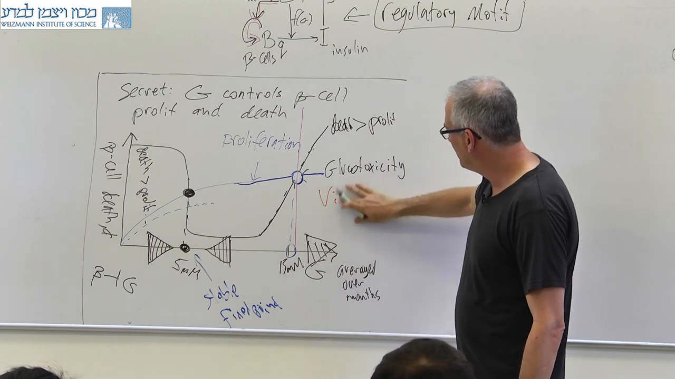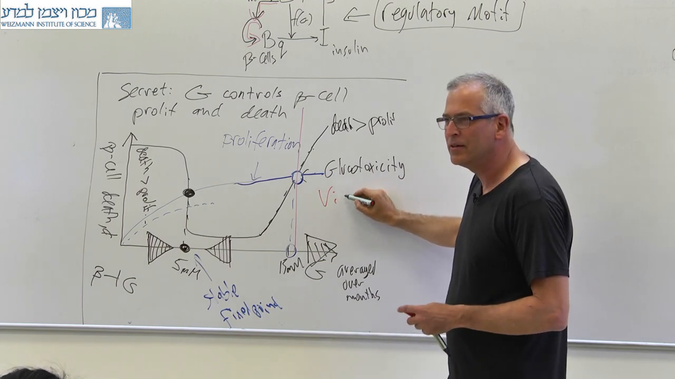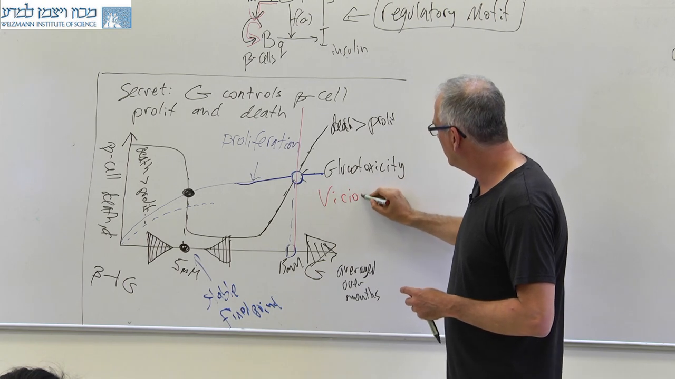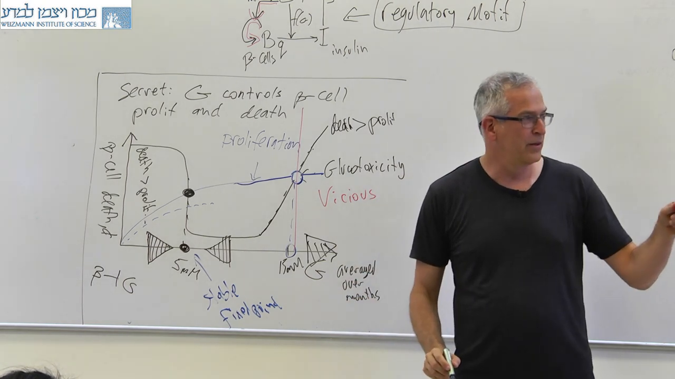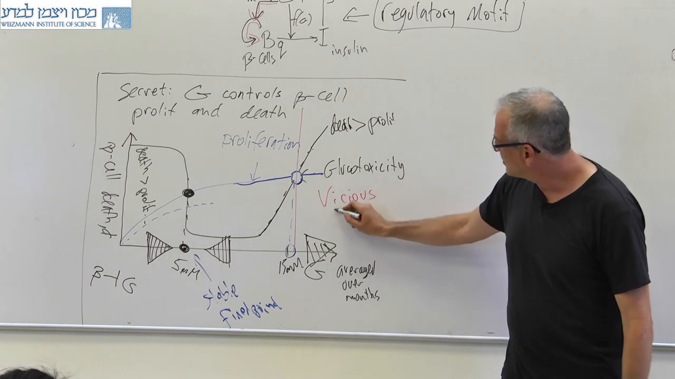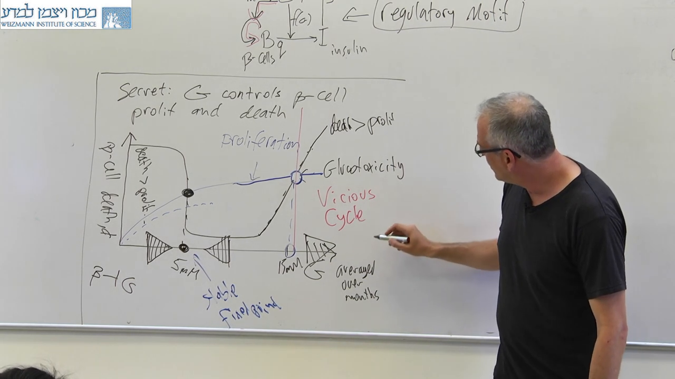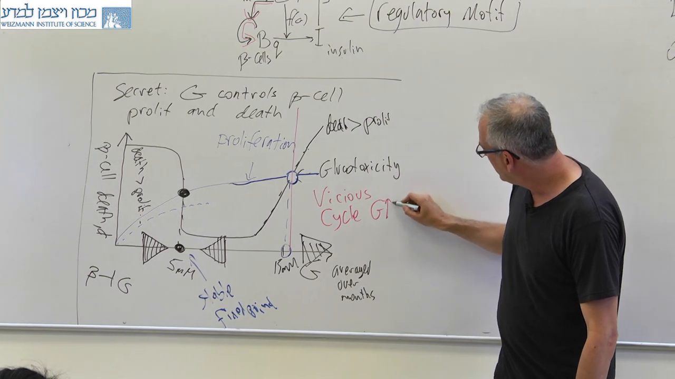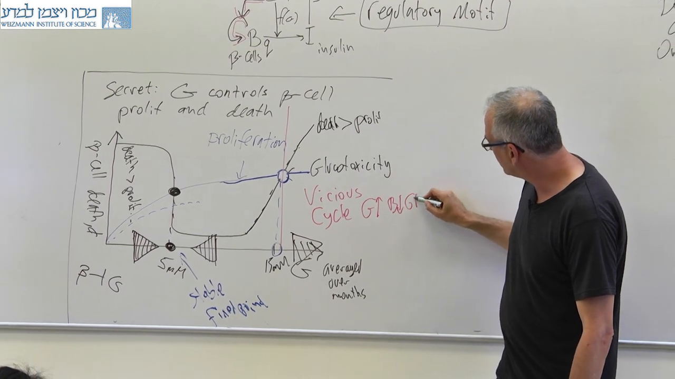You know that? Who knows how to write vicious? C-I-O-U-S. Like that? David? Can't see. So, vicious cycle where more glucose, fewer beta cells, more glucose.